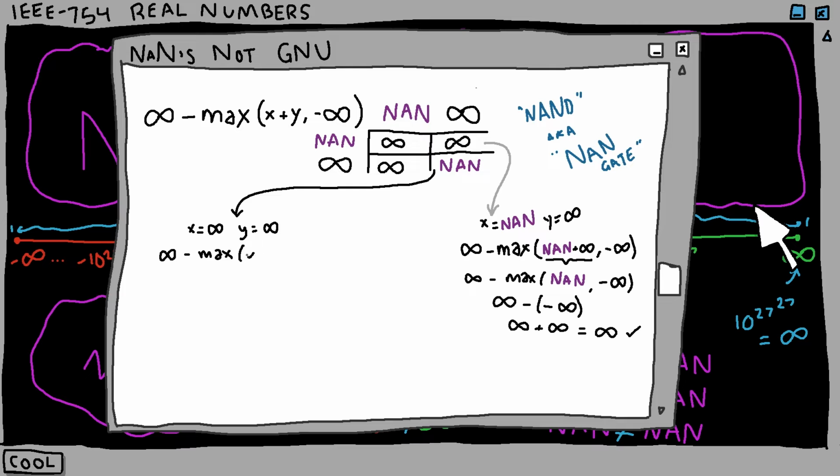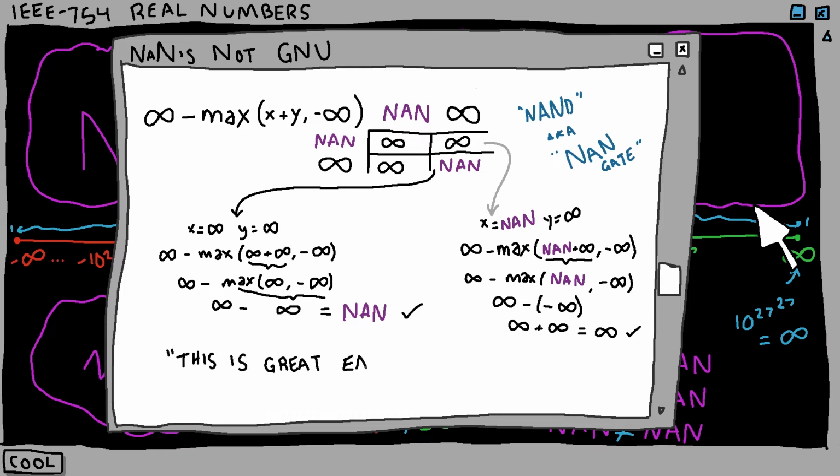And over here, where both arguments are infinity, we're going to add them together and get infinity. And then we'll have max of positive infinity and negative infinity, which is, of course, positive infinity, much larger. But then we have infinity minus infinity. And because we don't know which of the two infinities is bigger, the result in floating point is NaN, and so that's what we get as desired. So we're pretty much done.